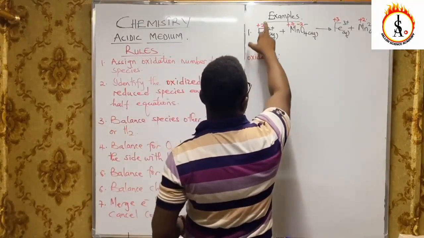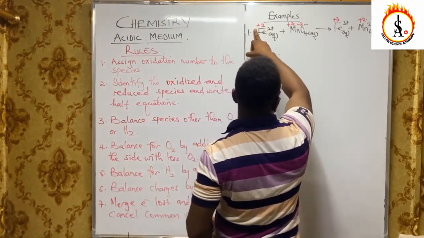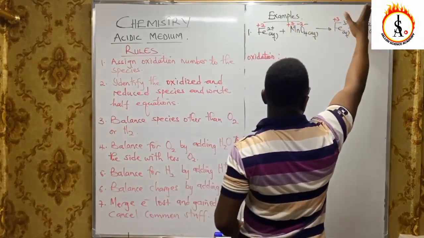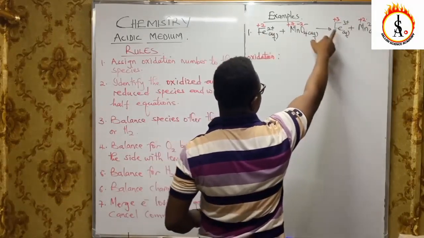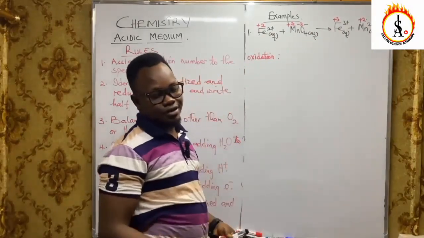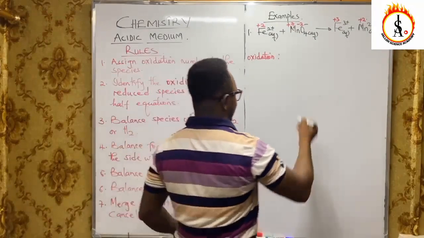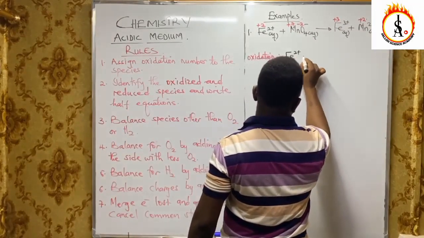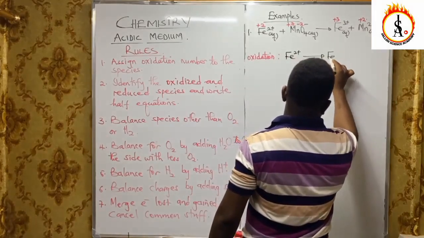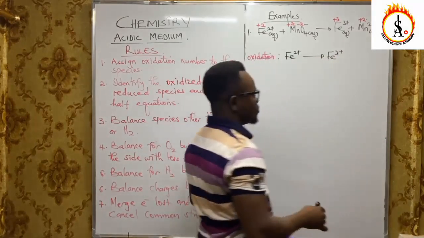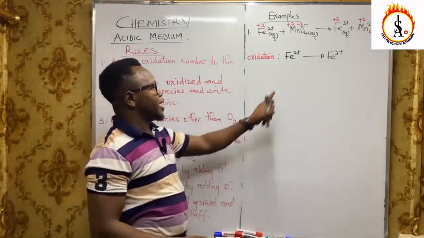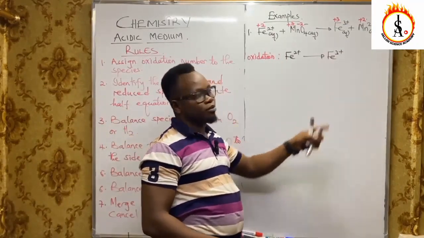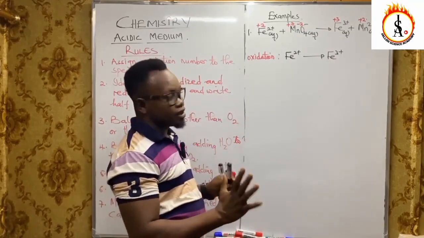For the oxidation half, we identify the species that have oxidized. So you see here, iron's charge goes from plus 2 to plus 3, the charge has increased. Manganese goes from plus 7 to plus 2, the charge has decreased. So that tells us that iron has increased in charge, meaning it is the species that oxidized. So we say Fe2+ became Fe3+. So here you have 1 mole of iron and here also 1 mole of iron. So the atoms are balanced.